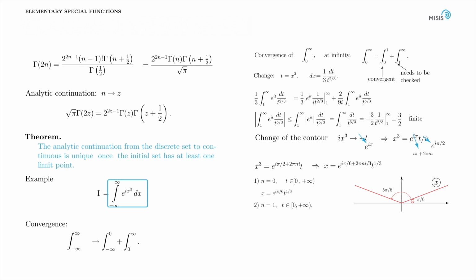Now suppose n is equal to 1. Again, t runs from 0 to plus infinity. This time x is a ray inclined at 5 pi by 6. So, utilizing these two changes, we have actually deformed the initial contour, which ran along the real axis, into a sort of bird-wing shape in the complex plane.